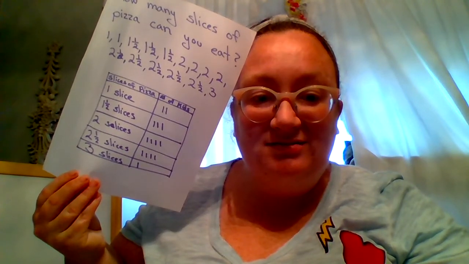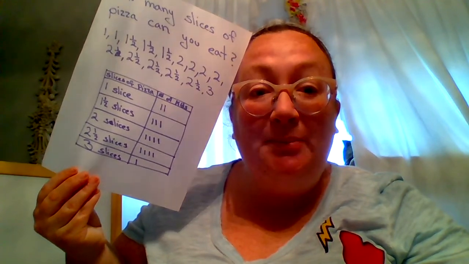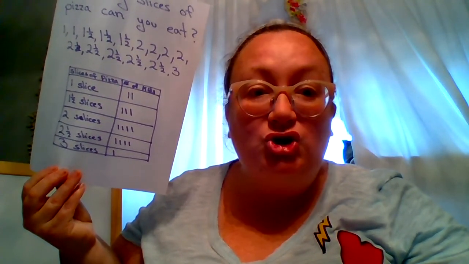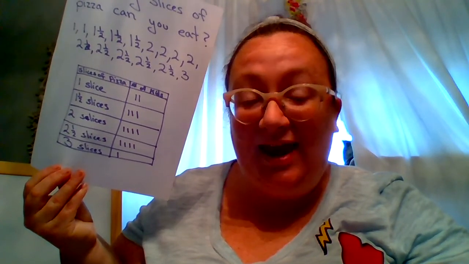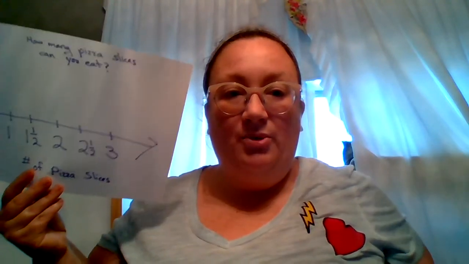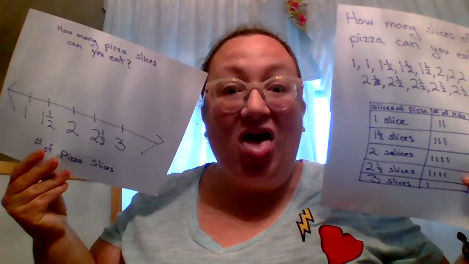All right, guys. Okay, so as you can see in my table, 2 kids ate 1 slice. 3 kids ate 1.5 slices each. 2 slices were eaten by 4 kids each. 4 kids ate 2.5 slices, and 1 kid ate 3 slices. He was really hungry. Might have been Mrs. Carney. Okay, so now I'm going to take this data and put it on my line plot.